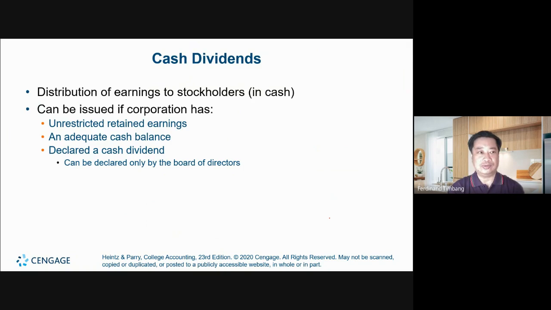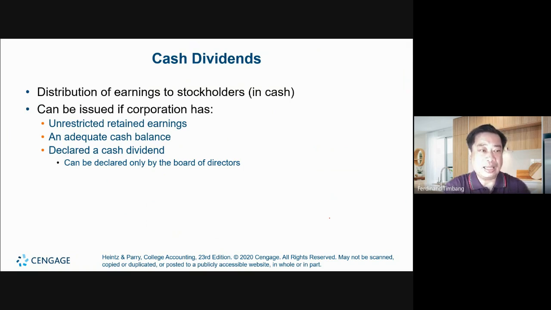So cash dividends. This is the distribution of earnings to stockholders in the form of cash. It can be issued if the corporation has unrestricted retained earnings, so meaning a portion of the retained earnings is already available. That's why it is unrestricted, because it is possible that you have retained earnings, but all of them are restricted. But in this case, the dividends can be appropriated if there are unrestricted retained earnings. Then it has an adequate cash balance, and then it can declare the cash dividend.